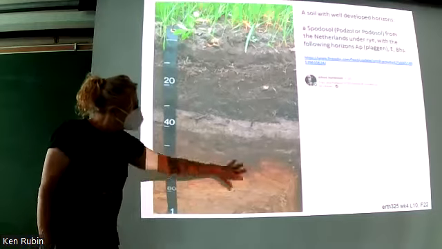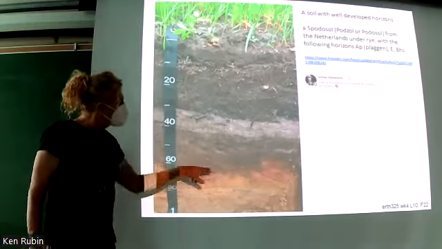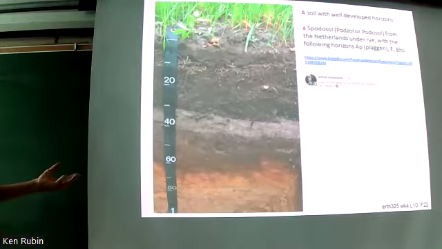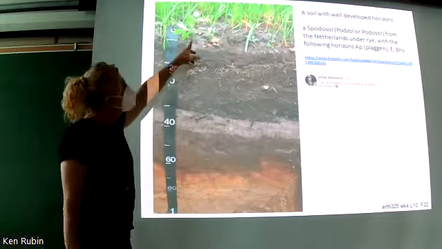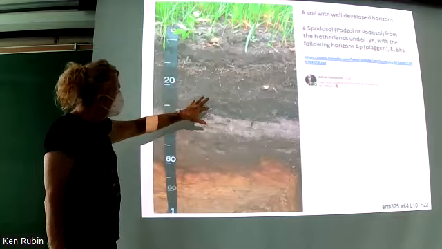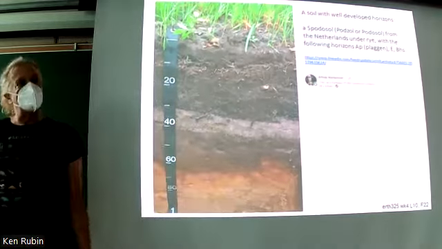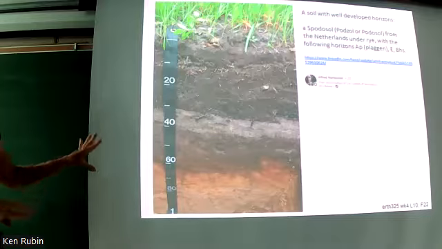So we get a finer particle matrix in here, and we get these color changes because of pH and organic matter content changes, which allow things that were soluble in the water, as they percolate down, to become insoluble in the water and precipitate out and change the color. And this is a particularly dramatic example.